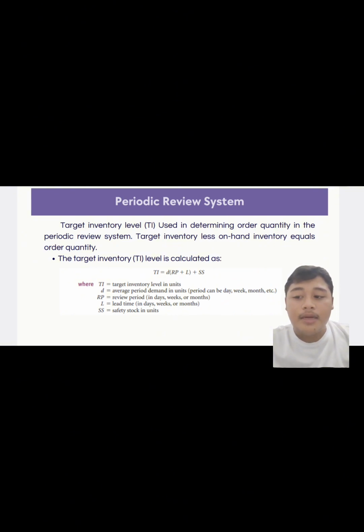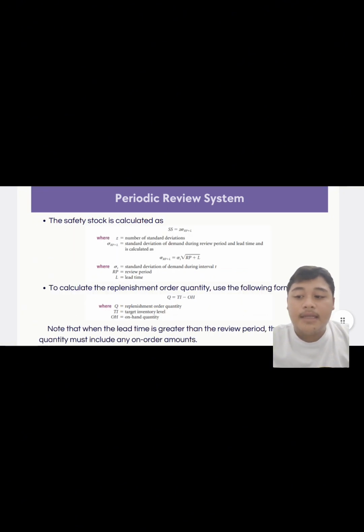To calculate the replenishment order quantity, use the following formula. Q is equal to TI minus OH, where Q is the replenishment order quantity, TI is target inventory, and OH is on-hand quantity. Note that when the lead time is greater than the review period, the on-hand quantity must include any unordered amounts.